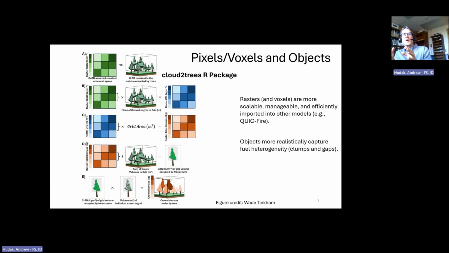So objects also have an important role in how we capture fuels variability and model it. But it's not an either or proposition. We don't need to just focus on one or the other. We actually need both. And we need tools like this to be able to translate between regular arrays of pixels and voxels in 2D and 3D, or objects. And objects can also be 2D or 3D. You can have 2D polygon objects on the ground, like a projected crown area in 2D space, or you can have a convex hull type of 3D rendering of a tree crown.